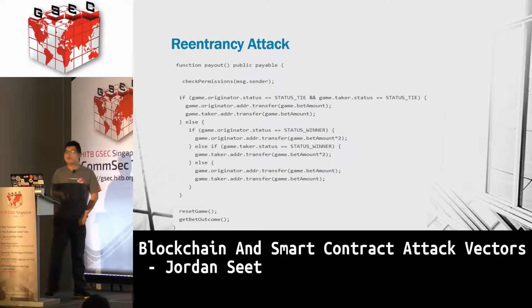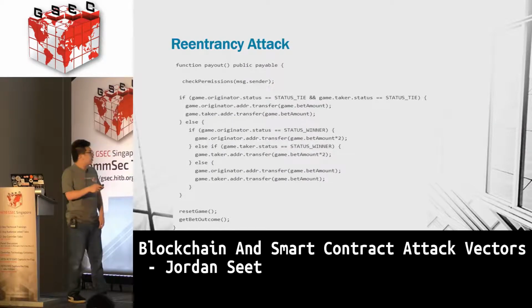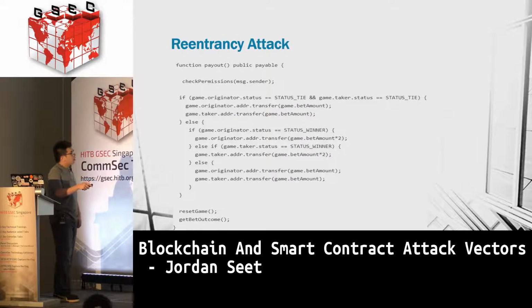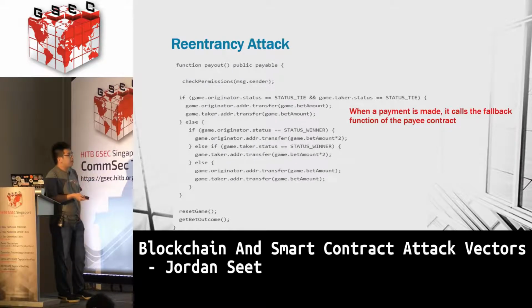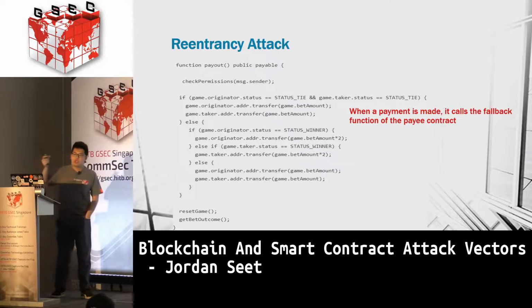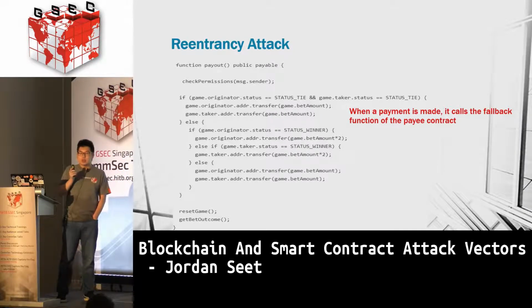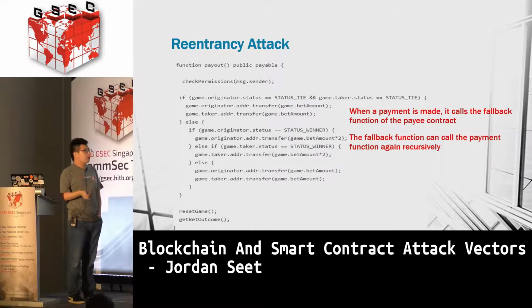So there's this thing called the reentrancy attack. A reentrancy attack can be thought of as a recursive call. The magic over here is that when a payment is made, it always calls the fallback function, which is the function that allows payment to the other contract. But the contract can equally call the payment again.